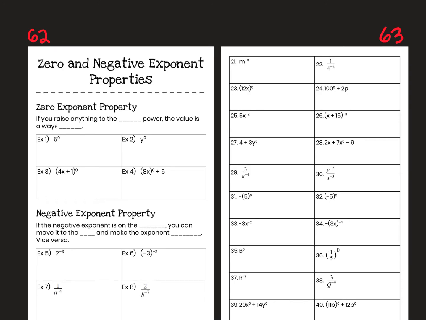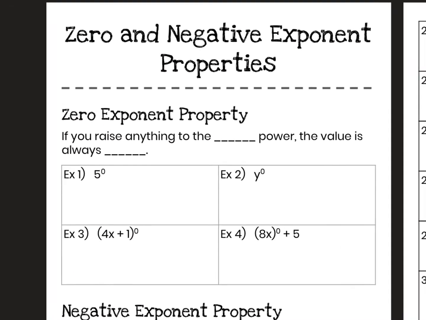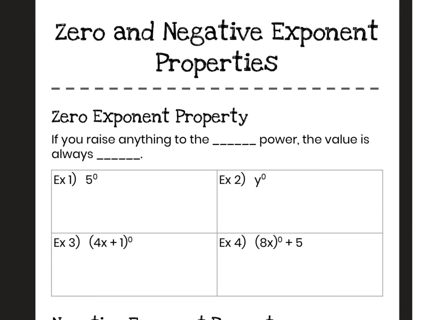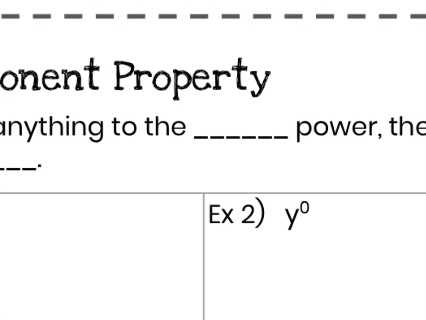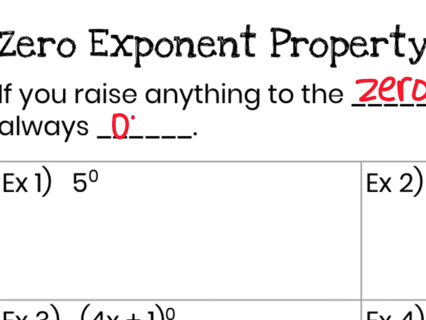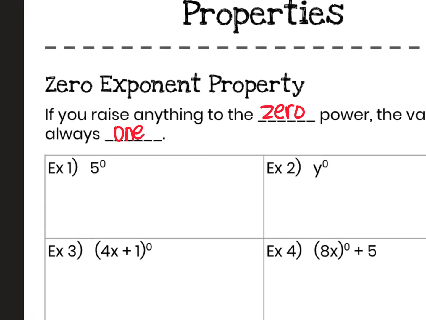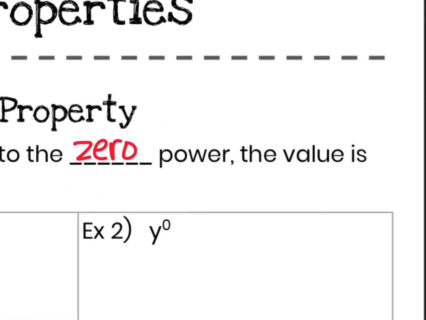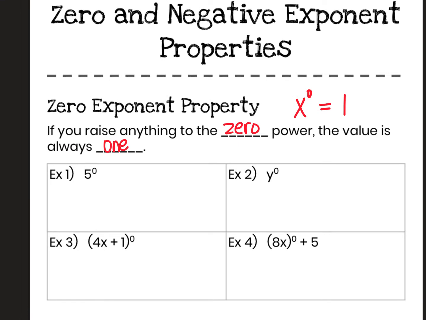Okay, so going into the notes, the zero exponent property says that you can raise anything to the zero power and the value will always be 1. So to put that in math terms, anything raised to the zero power is 1. Doesn't matter what it is, letter, number, expression, no matter what.